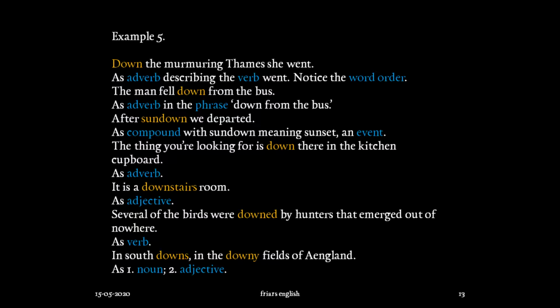Next sentence. It is a downstairs room. And this is another example of a compound in English. In this case, it is an adjective because it describes the noun room in this sentence.